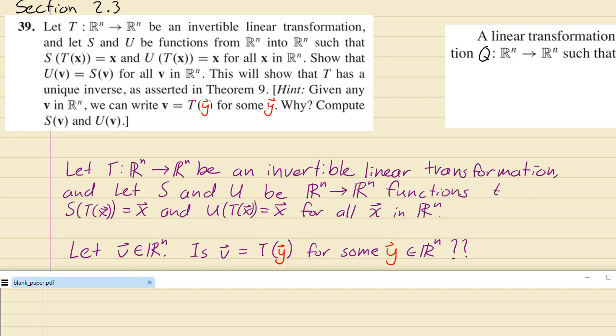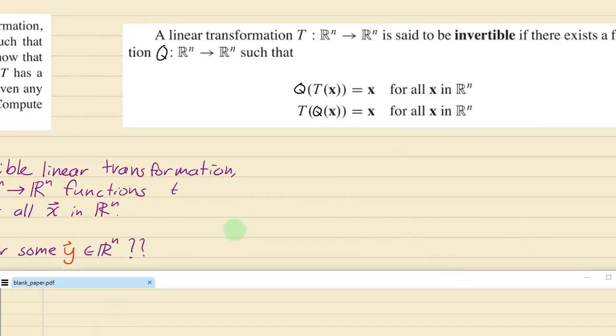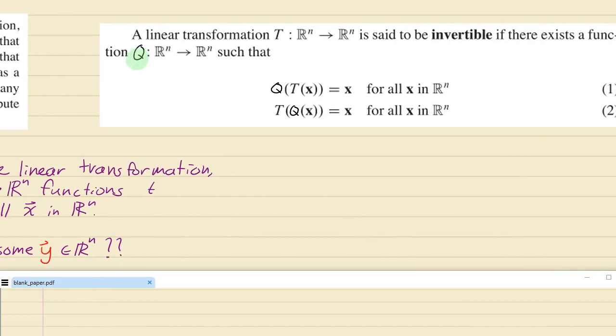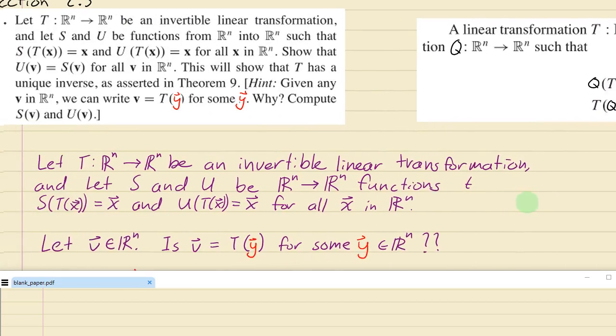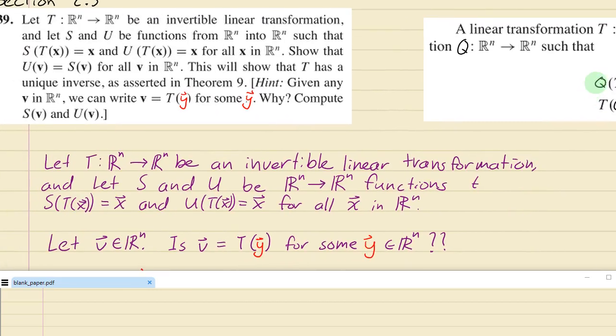It originally said, given any v in Rn, we can write v equals T of x for some x. The problem was that this x here was not the same as the x over here, so I just called it y instead of x to make it a little easier to read. And also, in the definition of an invertible linear transformation, the function that does the inverse of T was originally called S, but this S wasn't the same as the S over here, so I renamed it to Q to hopefully make things a little easier to read.